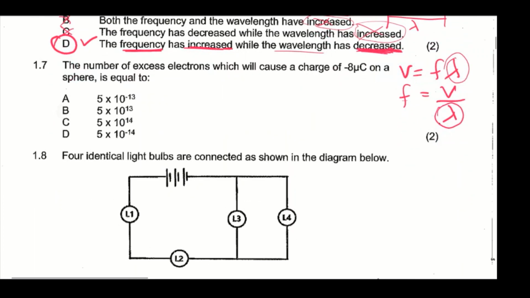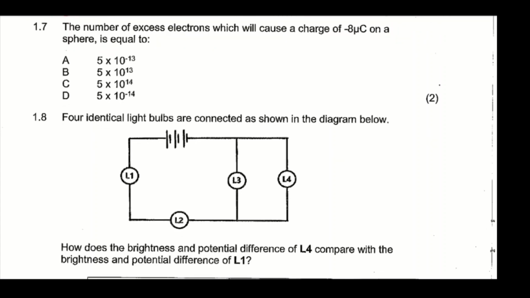Okay, so now we're going to 1.7, which states that the number of excess electrons which will cause a charge of -8 microcoulomb sphere is equal to. So we need to find the number of electrons, right? So the formula is n is equal to the charge over the charge of an electron, right? In this case, we have minus. You can put the minus if you want, or you don't have to.